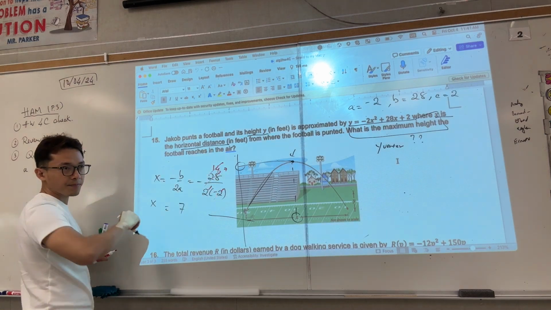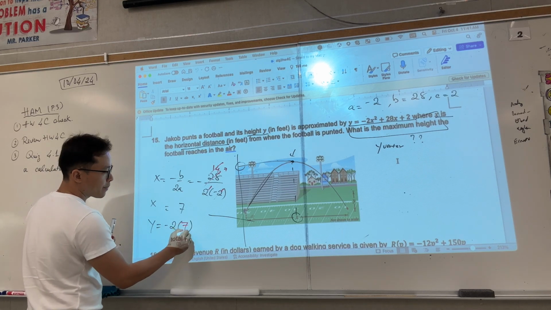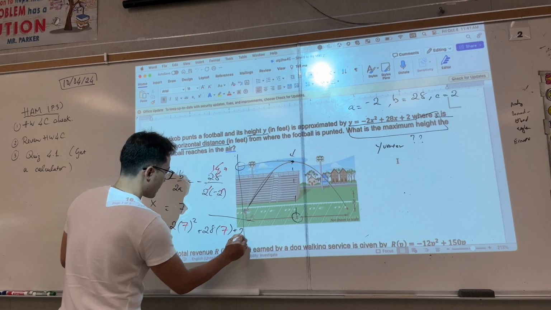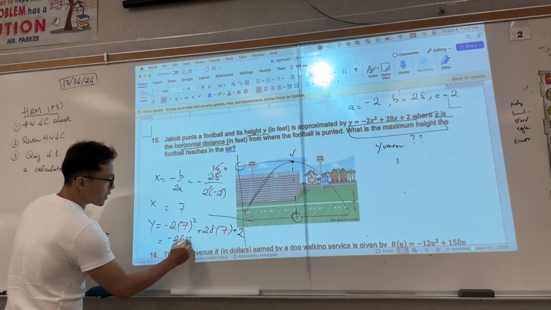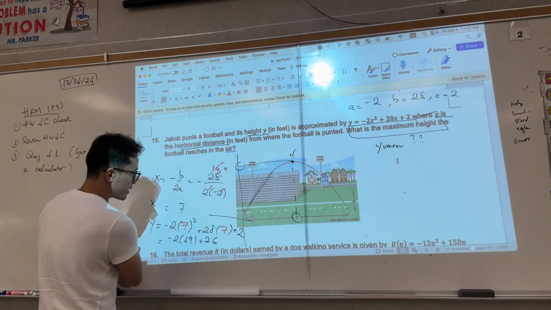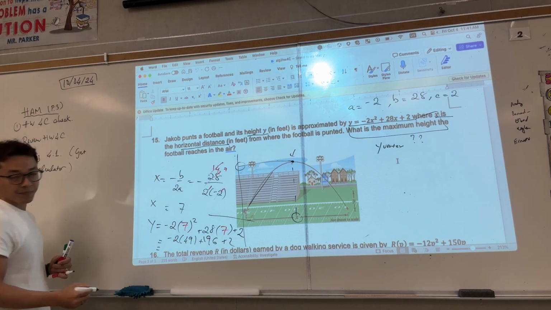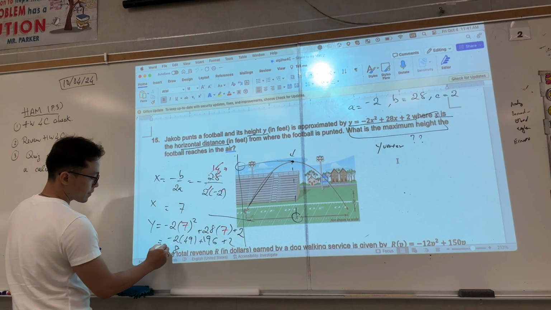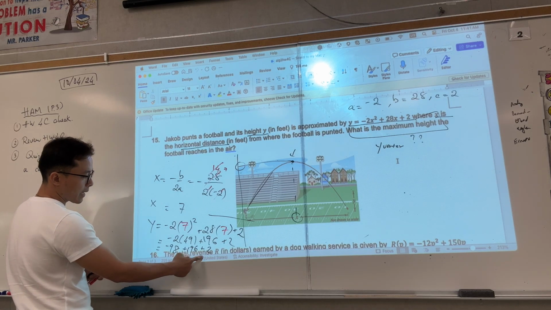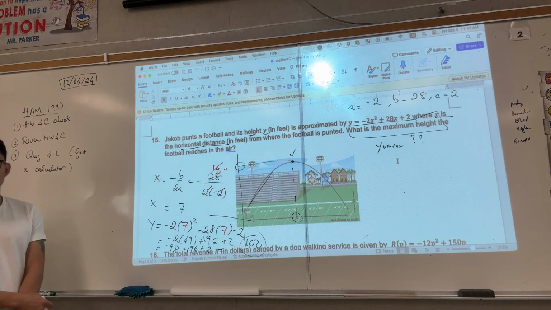How do I find the y? You plug it in. Copy everything the same, except whenever I see x, I put 7. Okay, so negative 2 times 49 plus 28 times 7. This is 196. I cannot do math. What is this then? 90. So this is negative 98 plus 196 plus 2. So 100, yes? Yeah. So the answer is 100. What is the units? 100 feet. Okay.